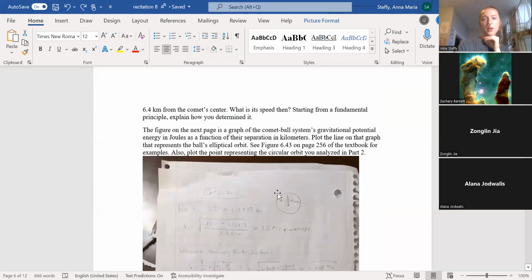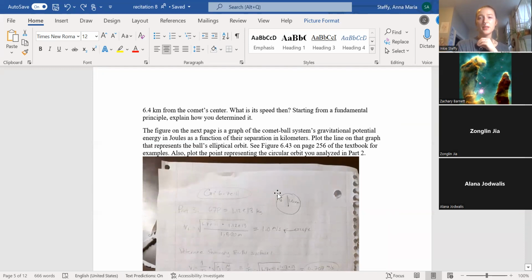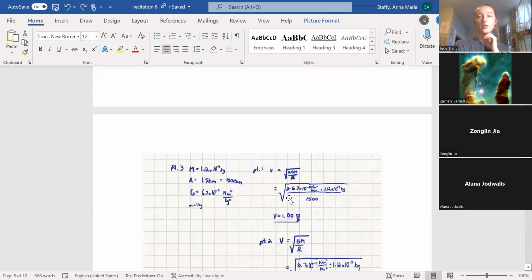Well, for part 3, what is the speed then? It asks for speed starting from the fundamental principle. Explain how you determined it. The figure on the next page is a graph of the comet ball system, gravitational potential energy in joules as a function of their separation in kilometers. Plot the line on the graph that represents the ball's elliptical orbit. See figure 6.43 on page 256 of the textbook for examples. Also plot the point representing the circular orbit you analyzed in part 2.